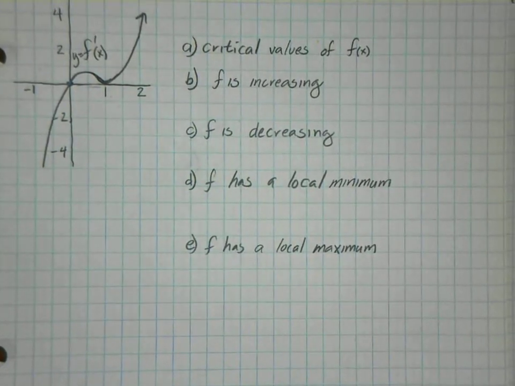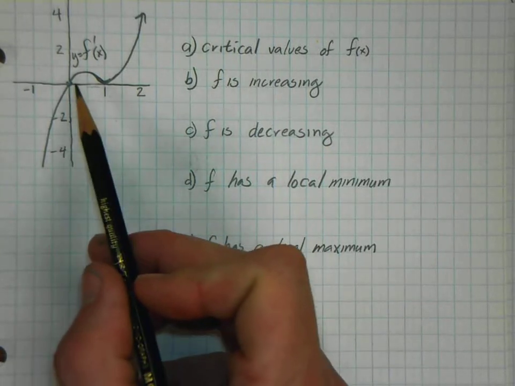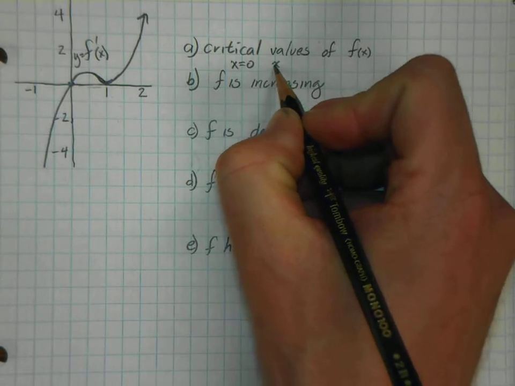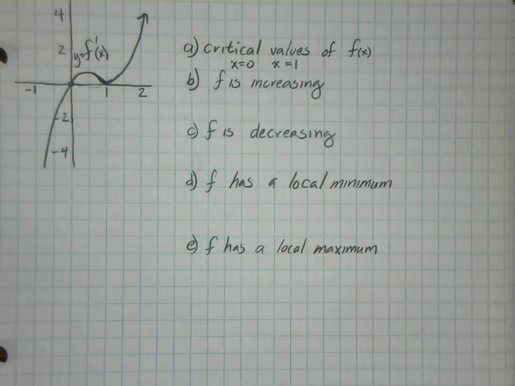So a critical value of f is where f prime is equal to 0 or undefined. So we look at the graph of f prime and figure out where that graph is equal to 0, where this graph is undefined. F prime is equal to 0 at x equals 0 and at x equals 1. It doesn't appear that f prime is ever undefined. So where is f increasing?